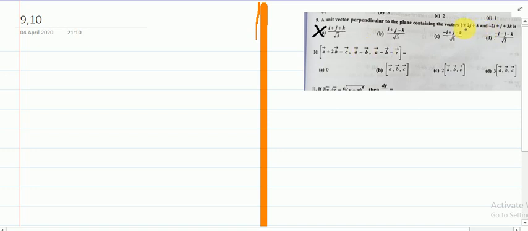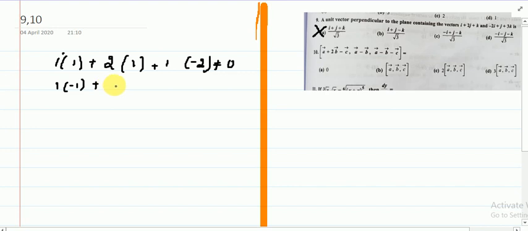Next, let me consider I cap plus 2 j cap plus k cap with I cap plus j cap minus k cap. Is the dot product 0? For the second option, it is 1 into 1 plus 2 into 1 plus 1 into minus 2. It will not be equal to 0 again. So let me move to option C. In option C, it will be 1 into minus 1 plus 2 into 1 plus 1 into minus 1, therefore it will be 0. Therefore option C is the unit vector perpendicular to both of the given vectors. Even if you check option D, the dot product will not be 0. Therefore the correct option is option C.